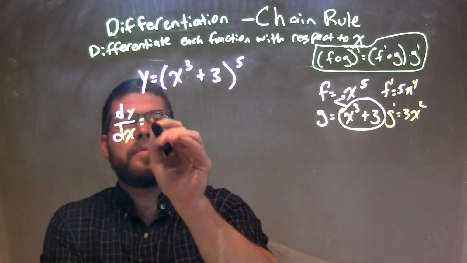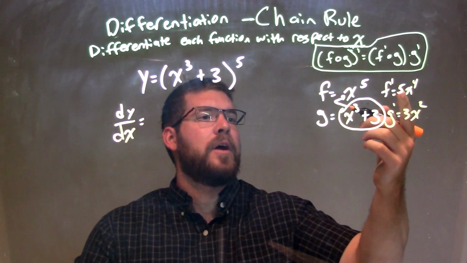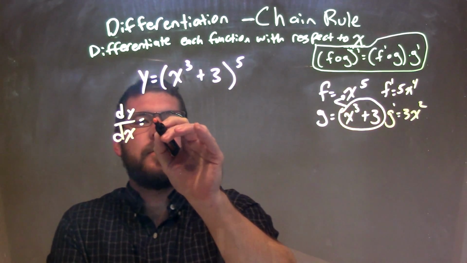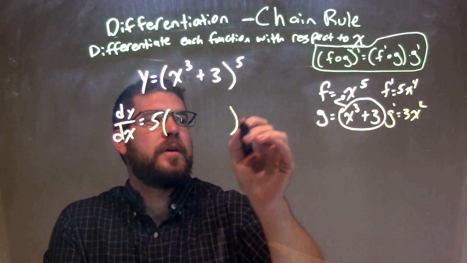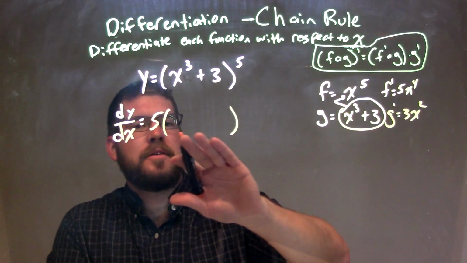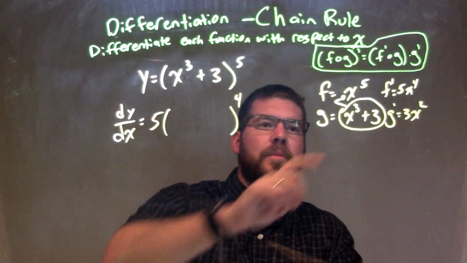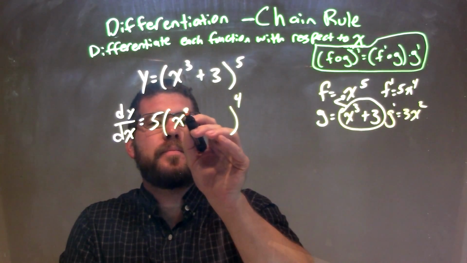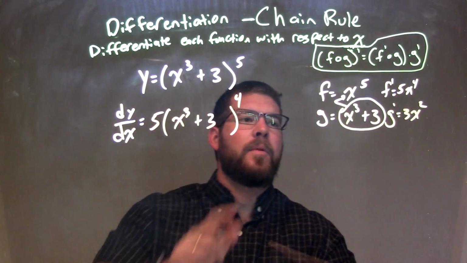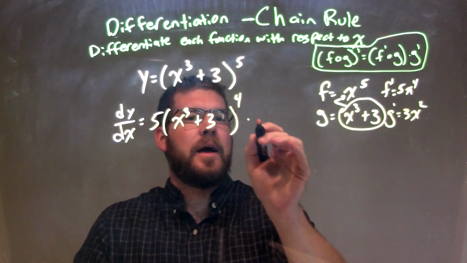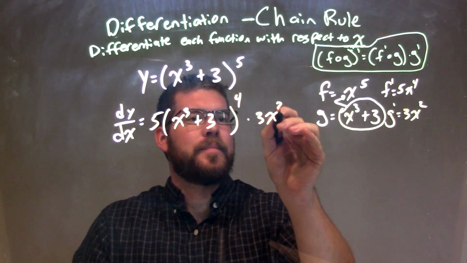dy dx, we're going to take f prime of g, f prime being 5, parentheses, whatever is going to be that g part is going to go in for that x there, to the fourth power, right? G, we know, is x to the third plus 3. And then we're multiplying it all by g prime on the outside, which is 3x squared.